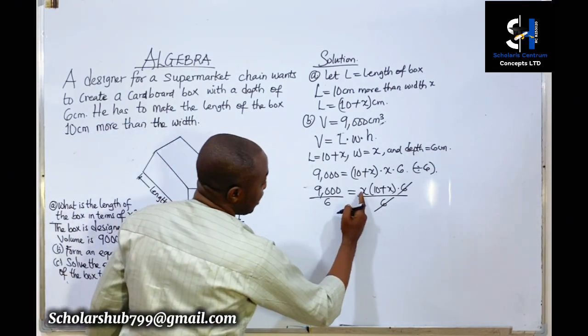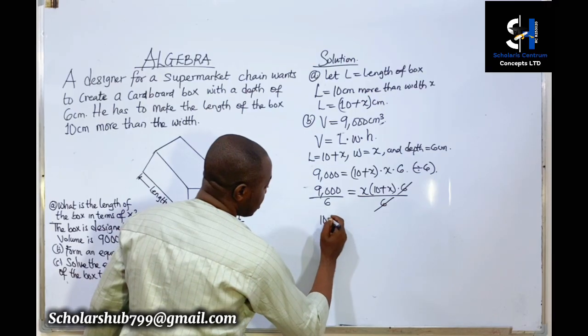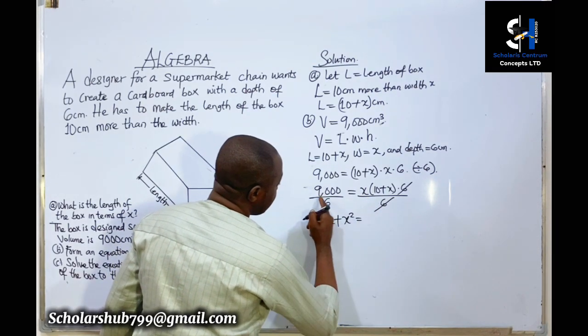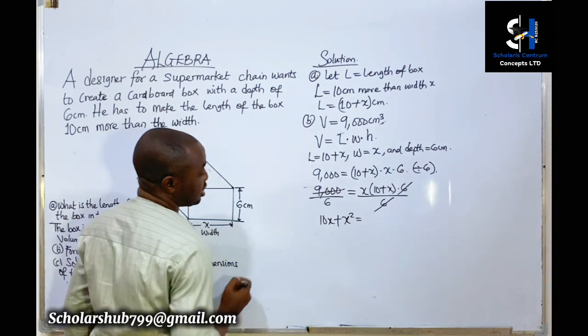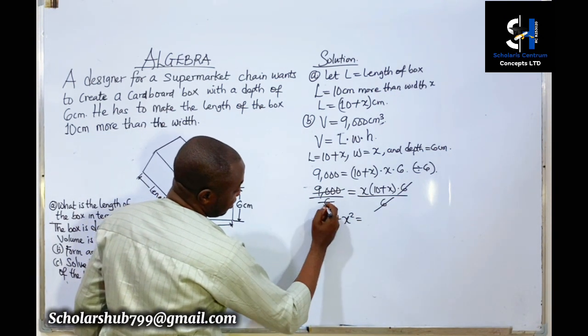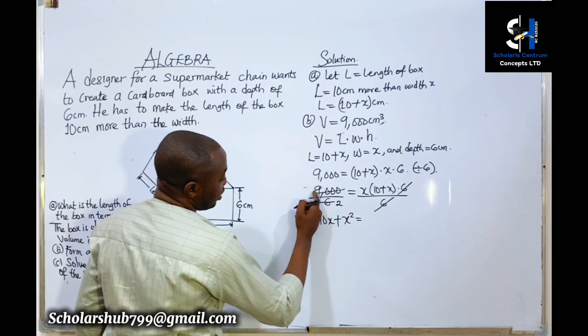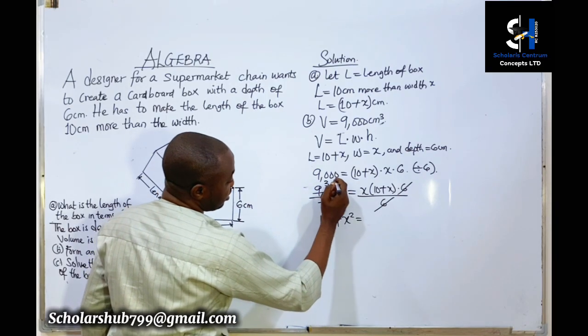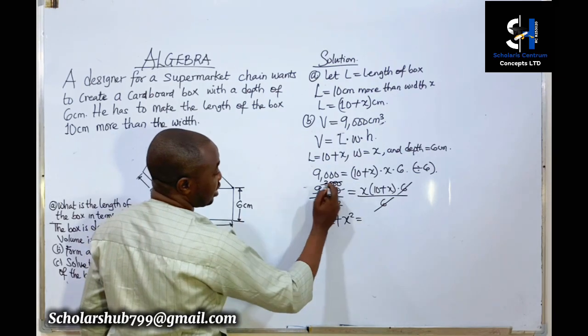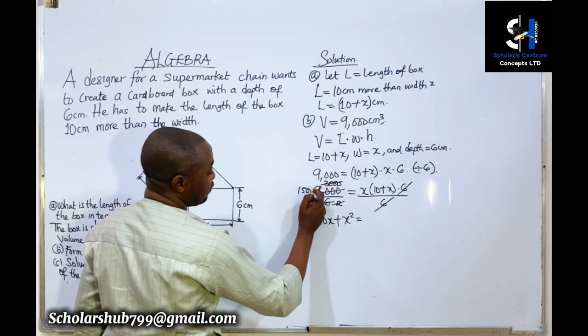We'll be left with x times 10, that will be 10x, plus x times x, that will be x squared. Now, dividing 9,000 by 6, we know that when 6 is divided by 3, that will be 2, and when 9,000 is divided by 3, that will be 3,000. Then 3,000 divided by 2, that will be 1,500.